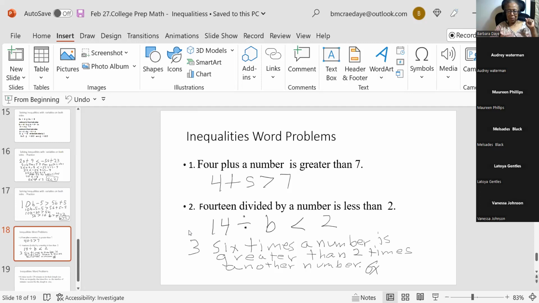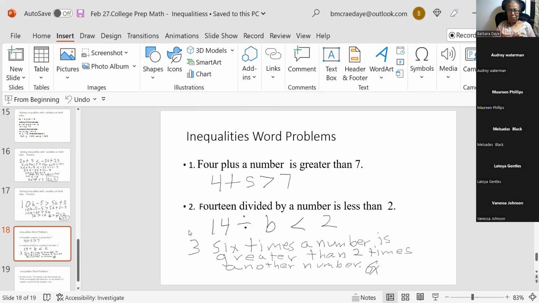Greater than. I said 6 times a number is greater than 2 times another number. So you said 6x, that's 6 times the number x. What goes after 6x? 6 times a number. You told me 6x. That's perfect. What goes after the 6x?